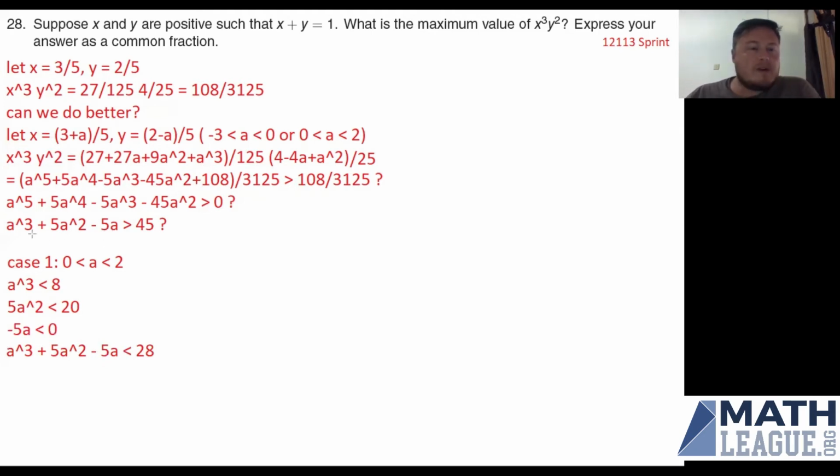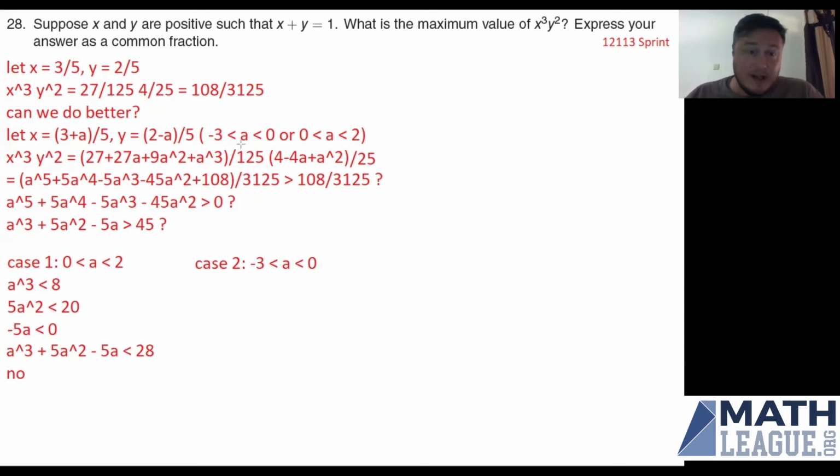Okay, so wait a minute. We were trying to figure out, can a cubed plus 5a squared minus 5a be greater than 45? And we just found out it has to be less than 28. So the answer is no, it cannot be greater than 45, right? So again, we asked ourselves, can we do better than this answer? Well, it turns out that by modifying x and y, by adding a little bit to x and subtracting a little bit from y, in other words, that's this part right here where a is between 0 and 2, no, we can't.